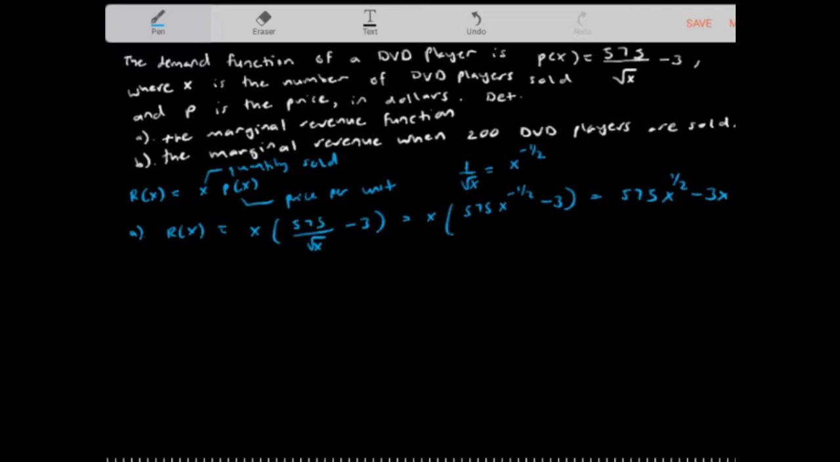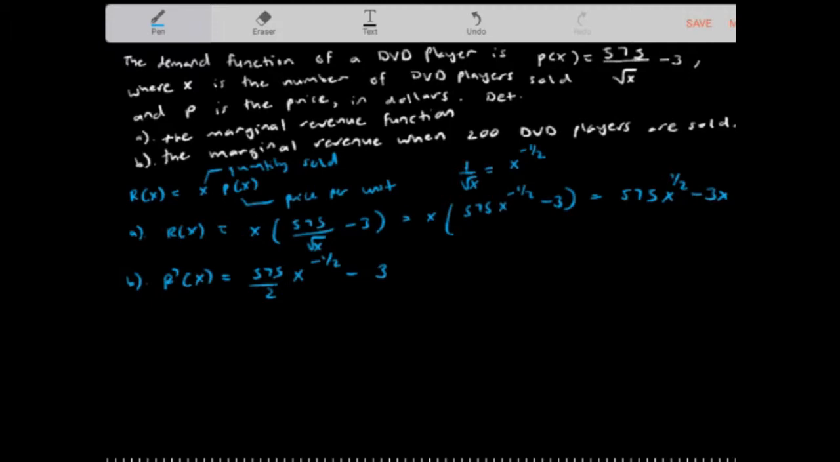Now what we want to do here is find the marginal revenue when we've sold 200 DVD players. So if we're finding our marginal revenue, we're finding the first derivative, R prime of X. Because I changed this into just exponents, we can just utilize the power rule, so it's a lot easier. So if we find the marginal revenue, what we're going to get here is 575 over 2 X to the power negative 1/2 minus 3. Okay, so this is our marginal revenue function.